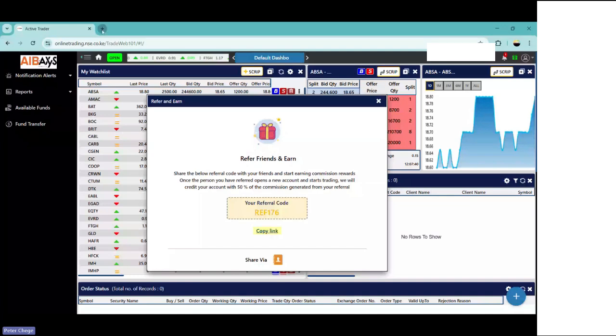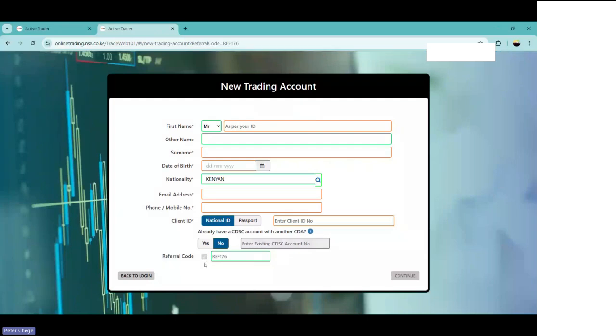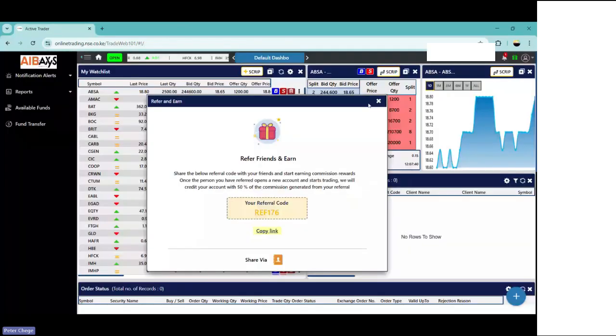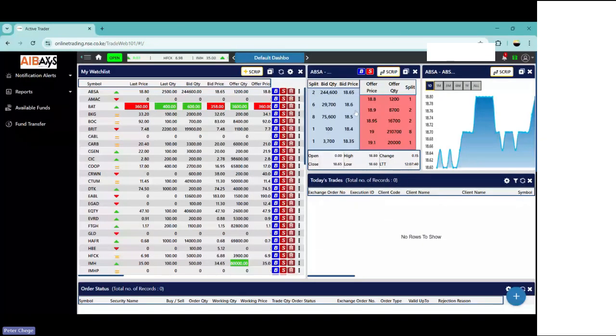When they open, I hope you can see the next screen. My code is already defaulted, so nobody can change this. So you are assured that the client will be tagged to you. So let's close that. You want to click on the buy screen, then I explain the order entry screen.